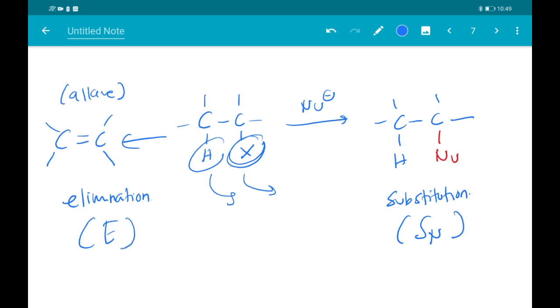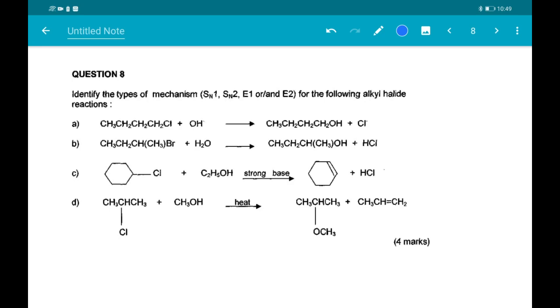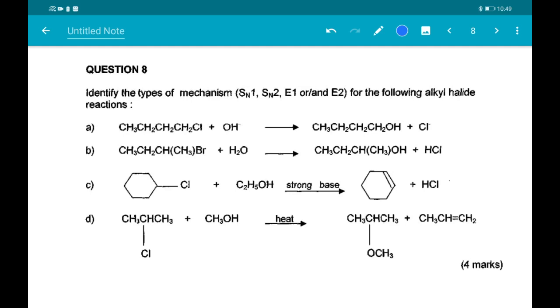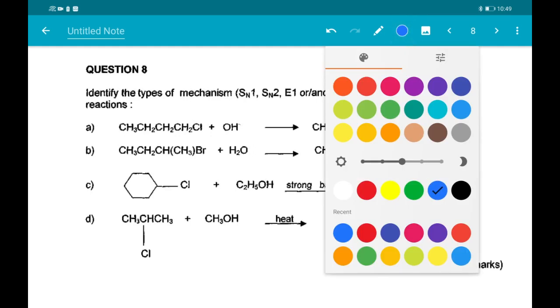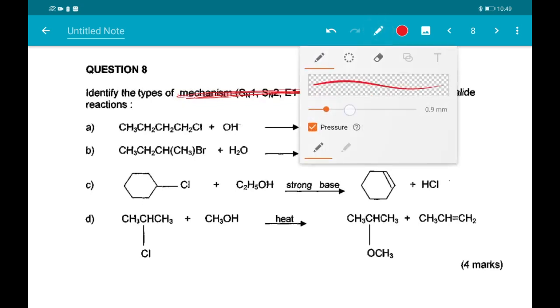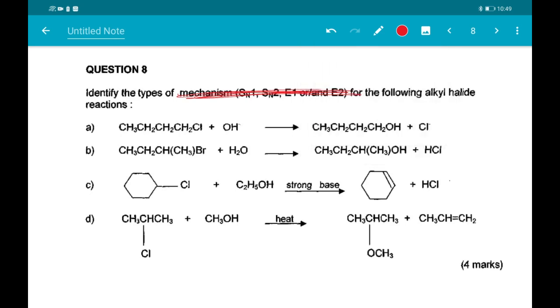Alright, in order to explain this further, let's take a look at one question. This question was taken from November 2005, and hopefully it can really explain how we can differentiate between the substitution and elimination reactions. If you read the question, identify the type of mechanism, SN1, SN2, E1 or E2, for the following alkyl halide. Let's ignore the classification first. Now let's take a look whether the reaction proceeds as elimination or substitution.